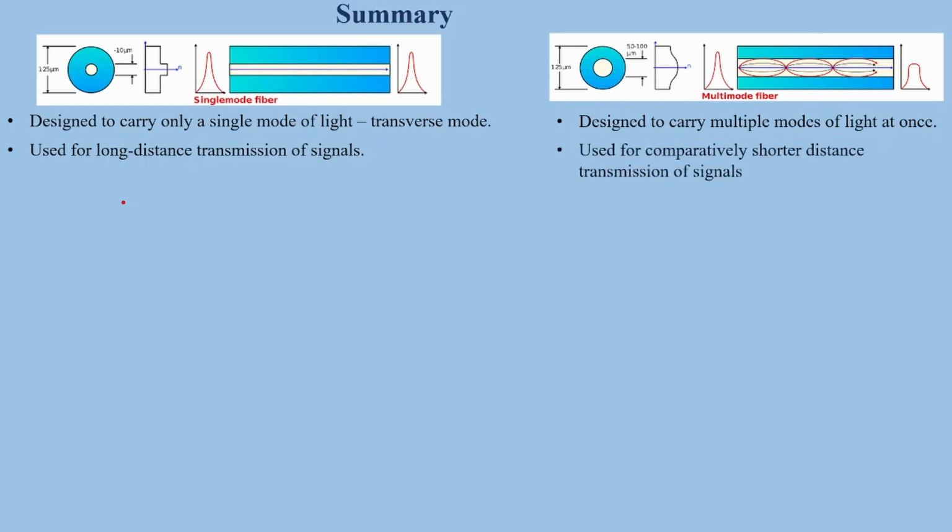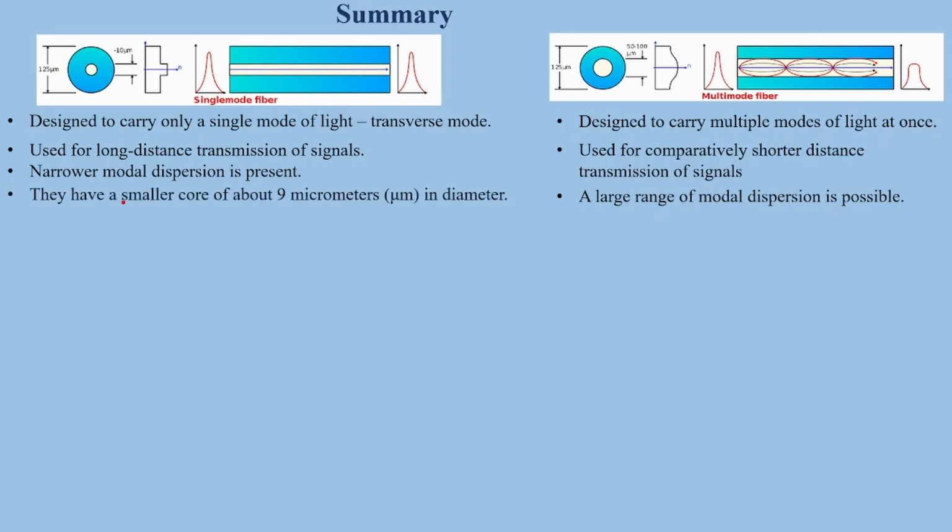And there is narrower modal dispersion in single mode optical fiber cables, whereas a large range of modal dispersion is possible in multimode optical fiber cables. Single mode optical fiber cables have a smaller core of about 9 micrometers in diameter, whereas the core diameter of multimode optical fibers is 50 micrometers or above.